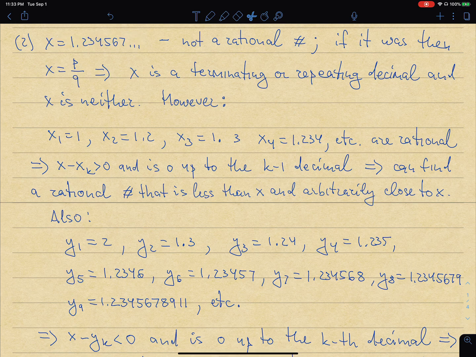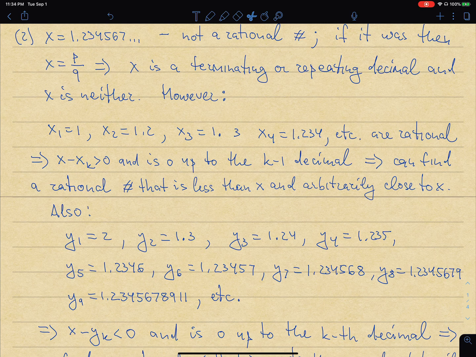Well, on the one hand. On the other hand, now if I take a sequence of x's like this, x1 is 1, x2 is 1.2, x3 is 1.23, x4 is 1.234. Then in this case, I'm going to produce numbers that are all less than my x, right? Because I'm cutting off the infinite part of the decimal expansion. And yet, those numbers, as the index keeps increasing, are going to get closer to x.